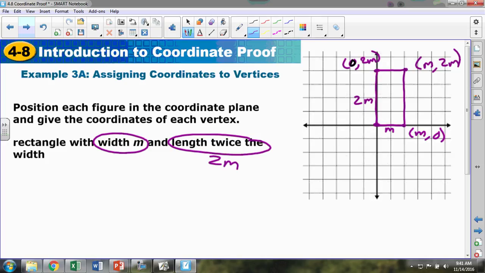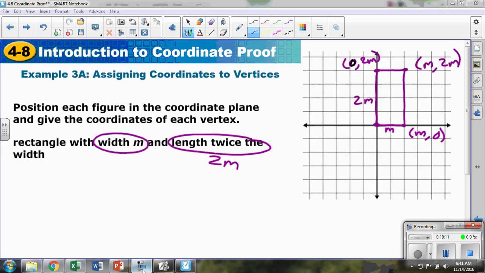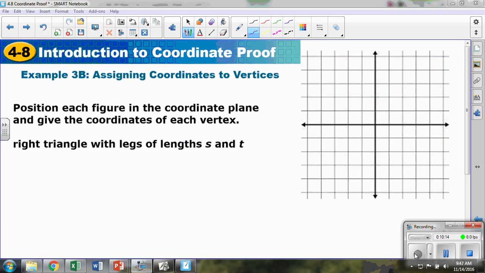Once again, I'd like you to notice we're focusing our picture using the origin as a corner, as a vertex, using the x and y axis as much as we can, and staying in the first quadrant. All right, another example of positioning these. Position the figure in the coordinate plane where we have a right triangle, legs are S and T.